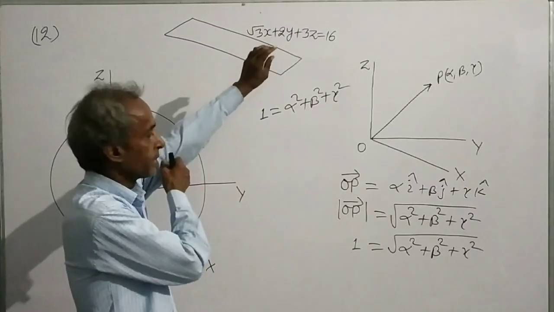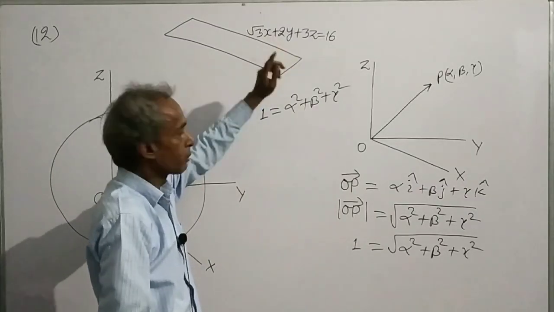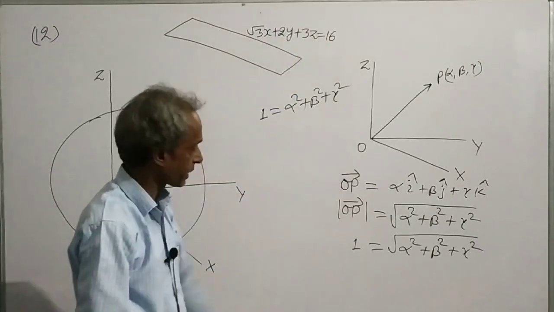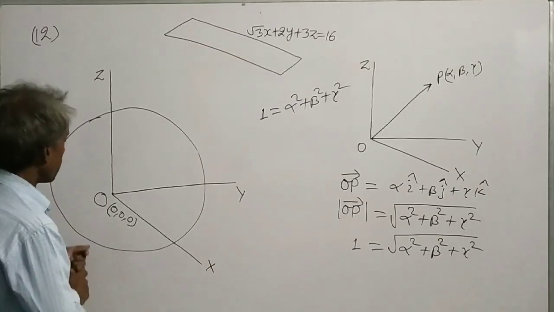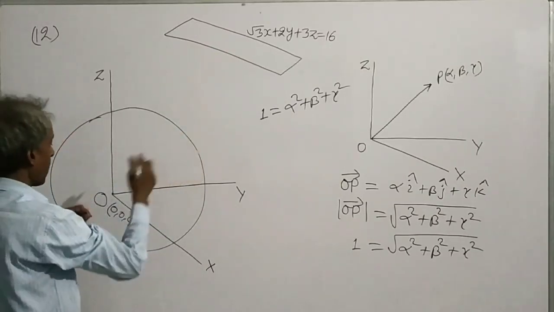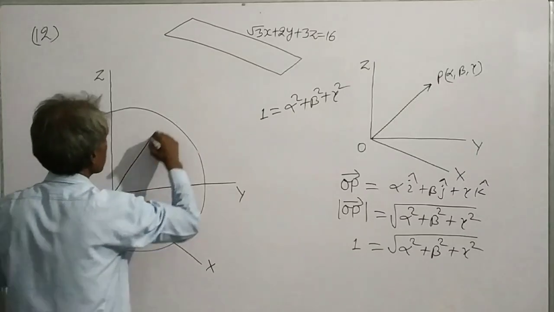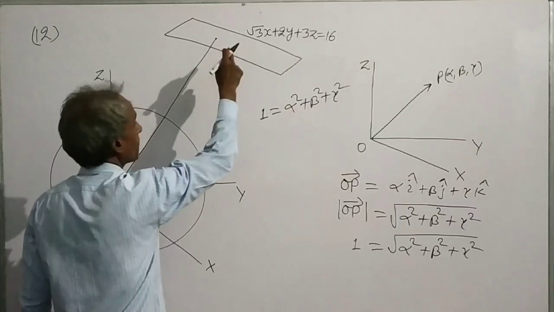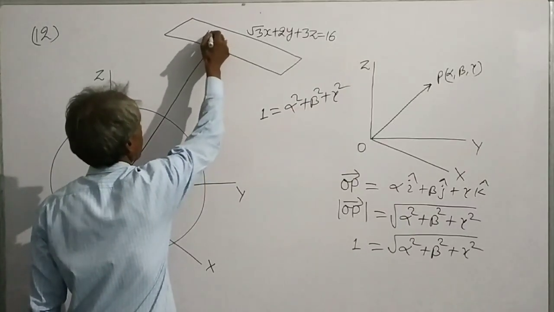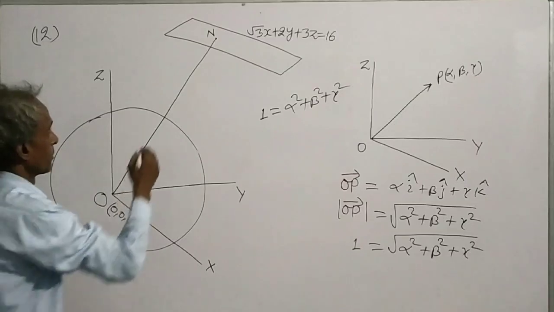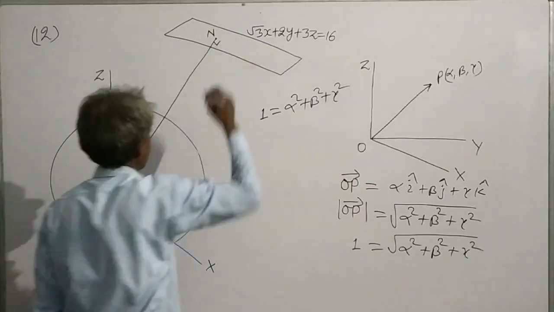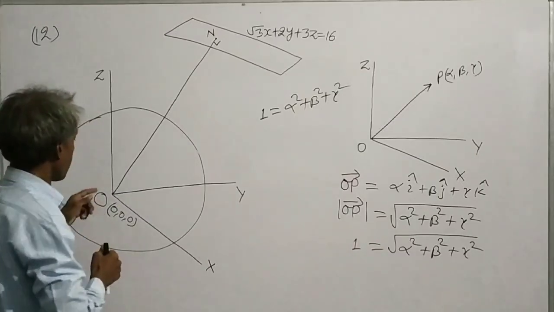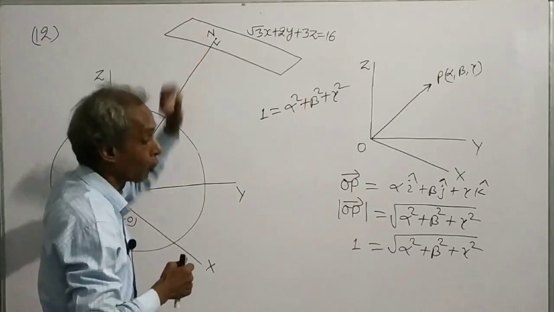Now in the question, the equation of a plane is given, root 3x plus 2y plus 3z is equal to 16. We draw a perpendicular from the origin to this plane, and suppose that this perpendicular meets this plane at point N. This is perpendicular to the plane. Now we want to find the length of this perpendicular ON.